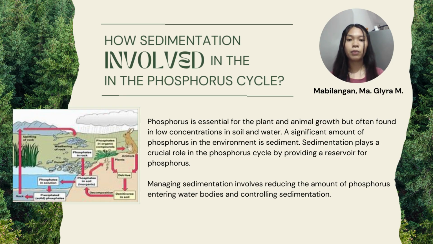Sedimentation occurs when particles in water, including those containing phosphorus, settle to the bottom of a body of water. Over time, these sediment particles can build up and form layers of sediment at the bottom of the water. This sediment acts as a reservoir of phosphorus, slowly releasing it back into the water over time. This can lead to increased phosphorus levels in the water, which can promote the growth of algae and other aquatic plants.